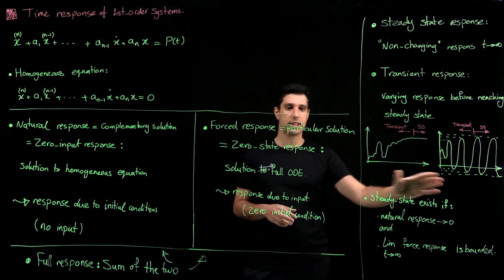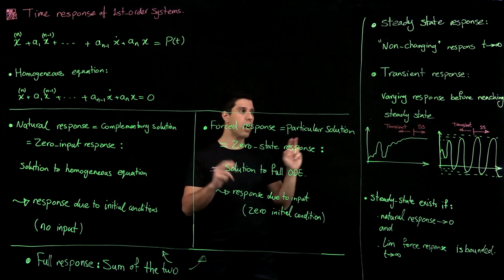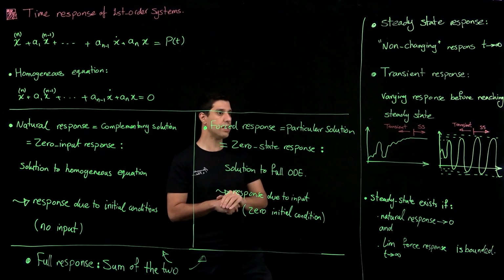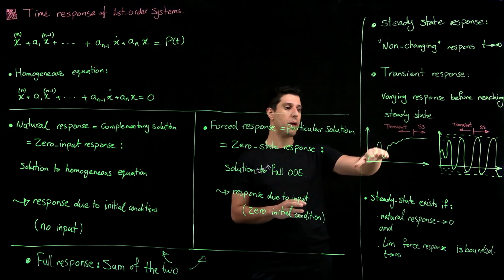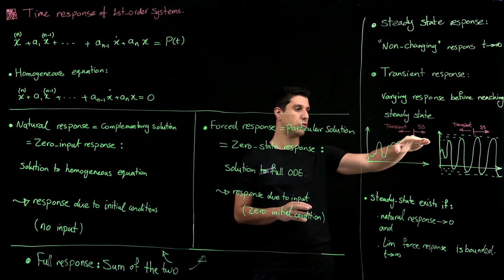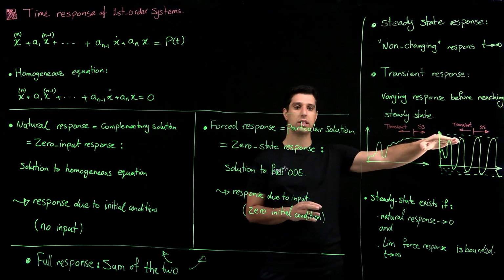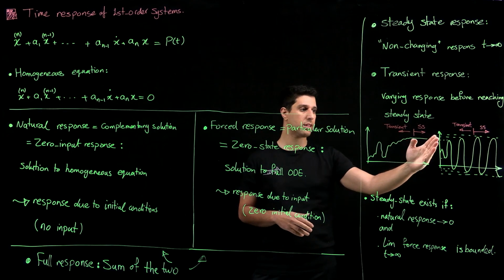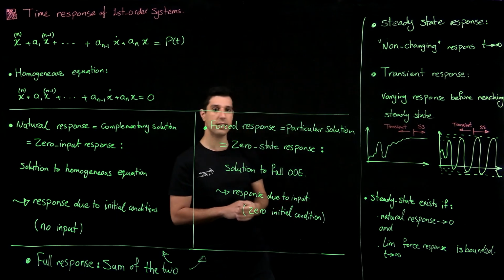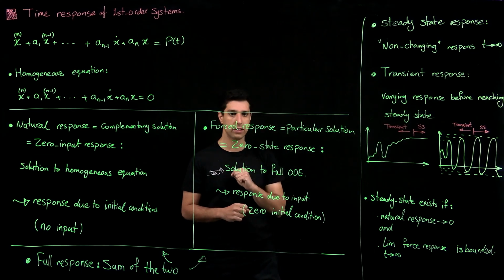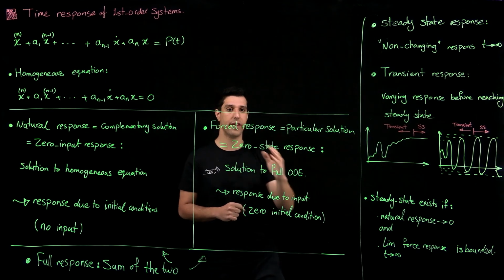And I have two examples of two kinds of steady state. Imagine you have a system whose response is going up and down until it settles to a constant value. After it reaches that constant value, this is our steady state regime, and anything before that is transient, or the transient phase of the response.